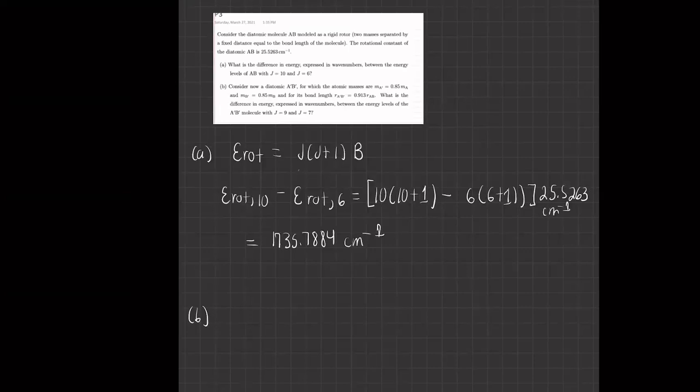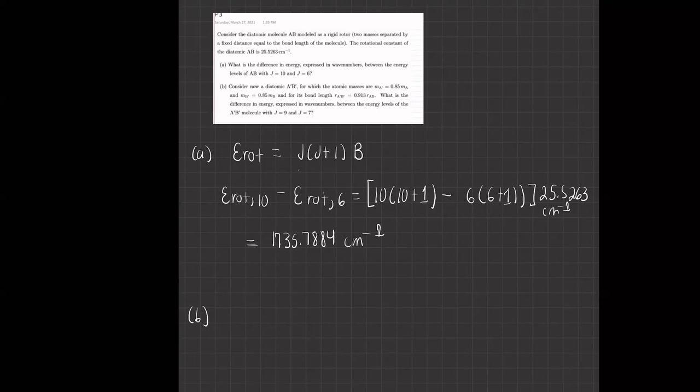Okay, so the next part is tricky. It's telling you that this time you have a diatomic molecule that's similar to the one you just used to calculate the energy difference. The only difference is that the new mass A is 0.85 times the old mass A, and mass B is 0.85 times mass B, and its bond length is 0.913 times R_AB. It's asking what is the energy difference between the energy levels of J9 and J7.